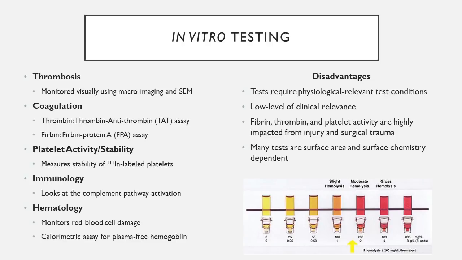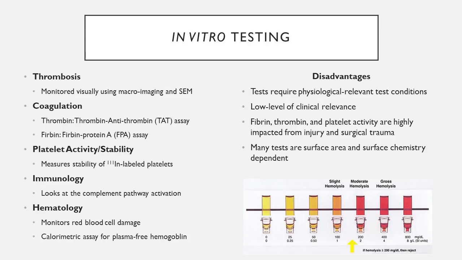Next up, fibrin, thrombin, and platelet activity is highly impacted by injury and surgical trauma. So you might have good compatibility results in a controlled lab environment that are not indicative of what would happen at the time of implantation of a biomaterial. And finally, it's hard to replicate the full test conditions of especially large devices because the surface area and surface chemistry so highly impact blood compatibility. You can't just do this with a simple leachable extract test.